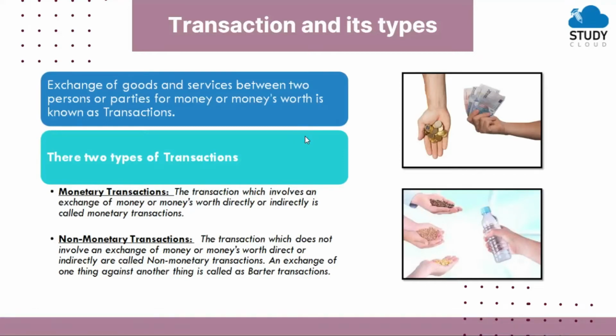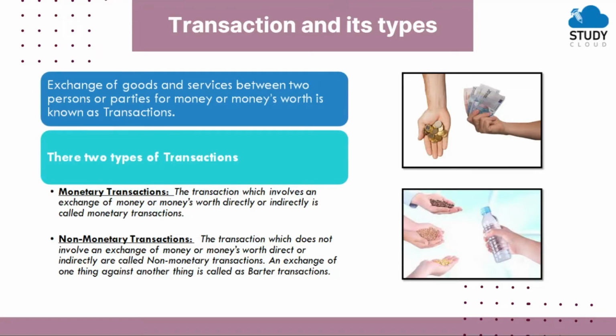Now we will see some basic accounting terminologies. So this is one of the important subtopics of this chapter. Here the first part is about transaction and its types. So what is a transaction? When you exchange goods or services and both the parties agree, there's a mutual agreement between both the parties for the exchange of goods or services for money or money's worth, something similar to money, that is known as a transaction.